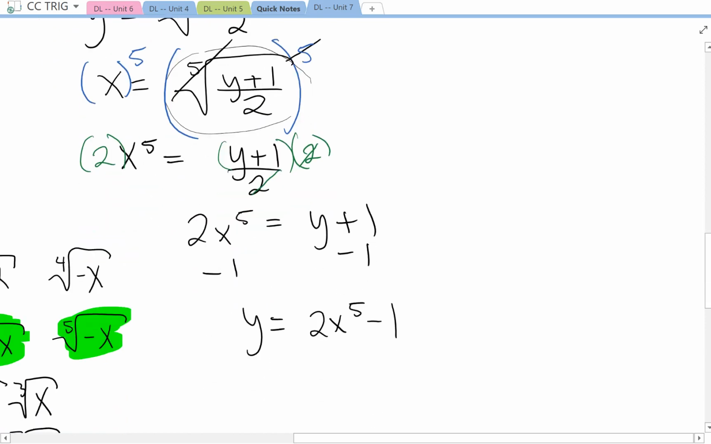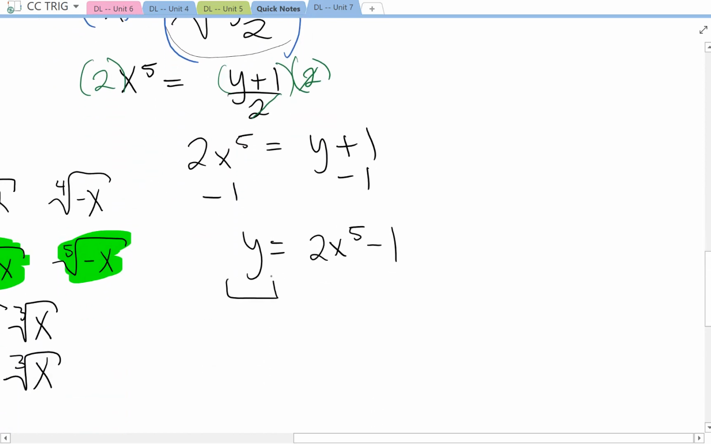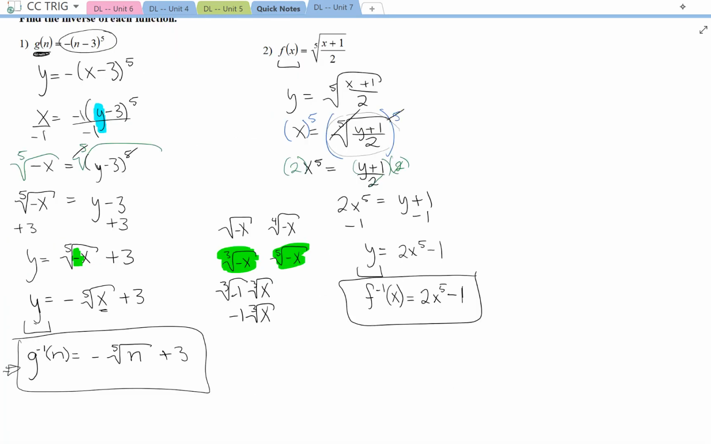Remember to replace that with inverse function notation. The inverse of the f function is equal to 2x to the power of 5 minus 1. You had a fifth root, so it makes sense that your inverse would have something to the power of 5.